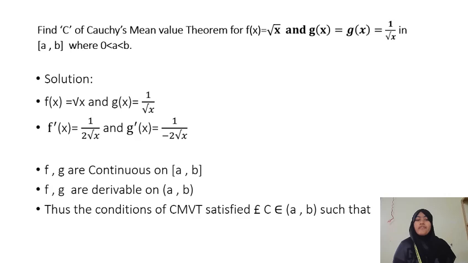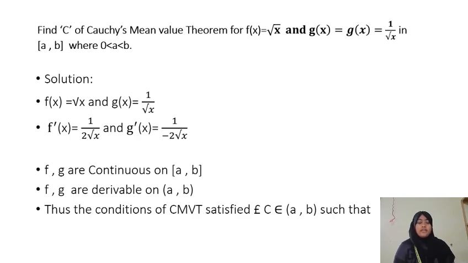Find c of Cauchy's mean value theorem for f of x equals root x and g of x equals 1 by 2 root x in the closed interval [a, b], where 0 is less than a, less than b. Let's solve this problem. First of all, we take the two functions given by f of x equals root x and g of x equals 1 by root x.